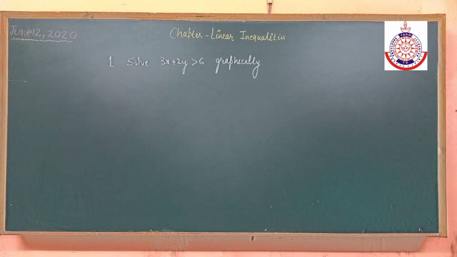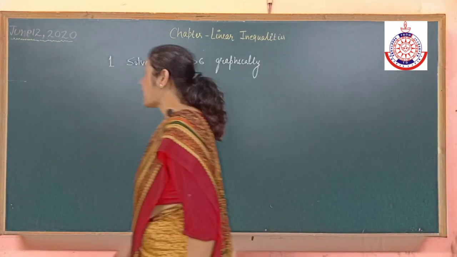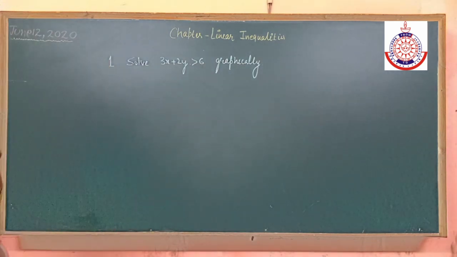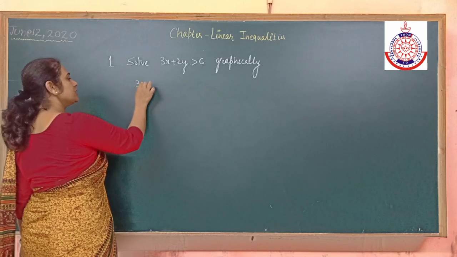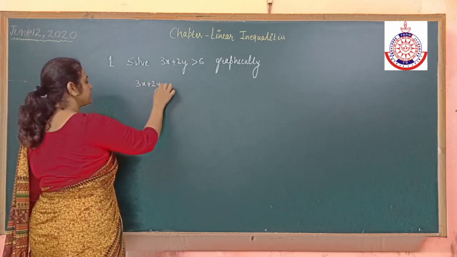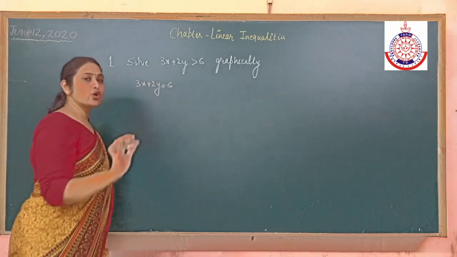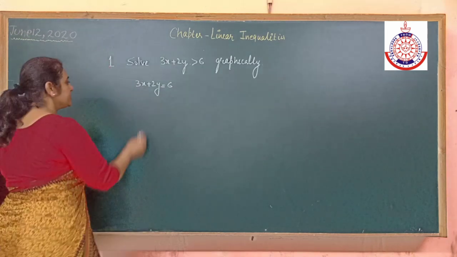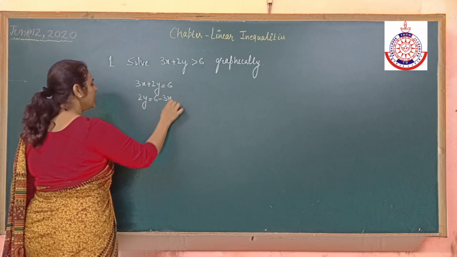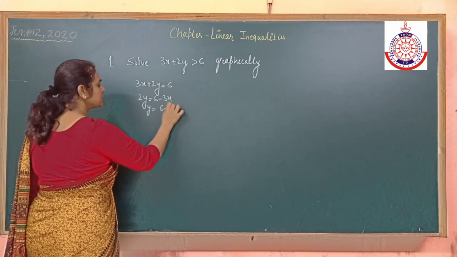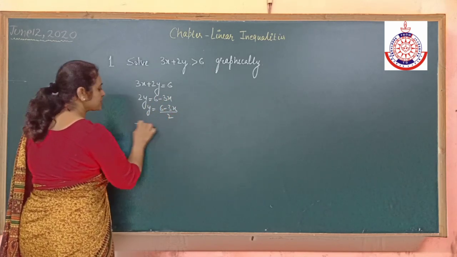Suppose I have to solve 3x plus 2y greater than 6 graphically. First of all, I will take the line. Okay, let's plot the line, after that we will come to the inequalities. How do we plot a line? Just a recapitulation of what you have done in your previous classes. We make a table.